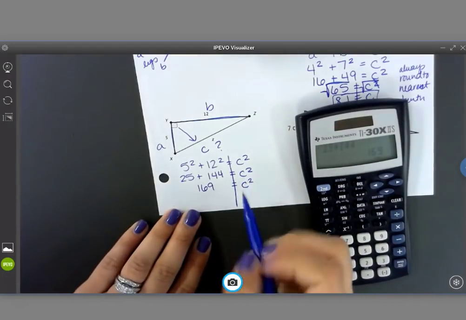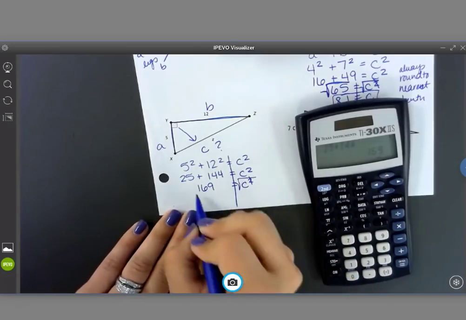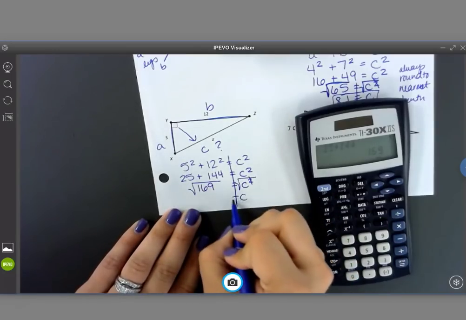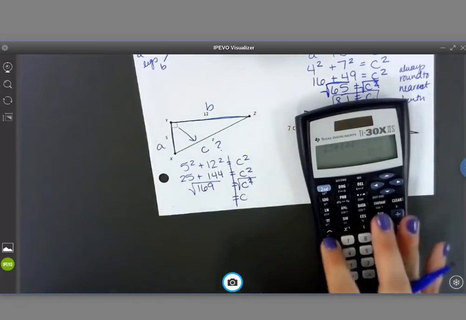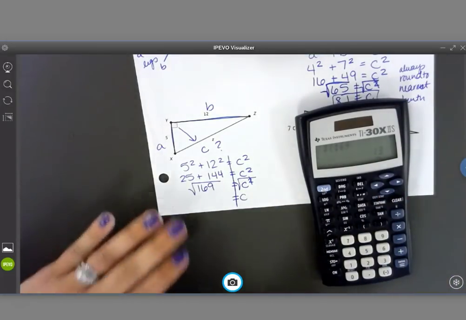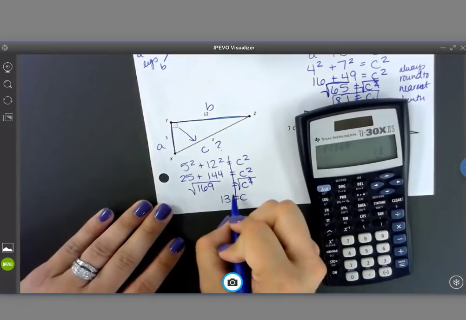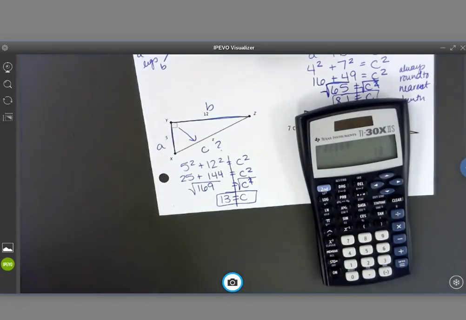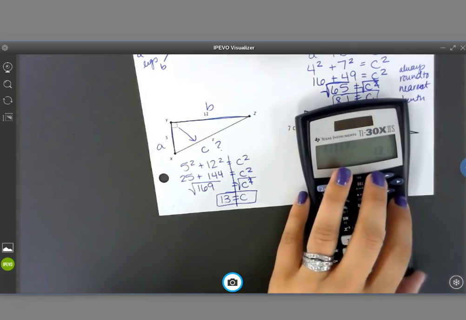So how I get that 2 off, I square root both sides of the equation. Remember, what you do to one side of the equation, you have to do to the other. Take the square root of 169 and I get 13. That one comes out evenly. So you should have got C equals 13.